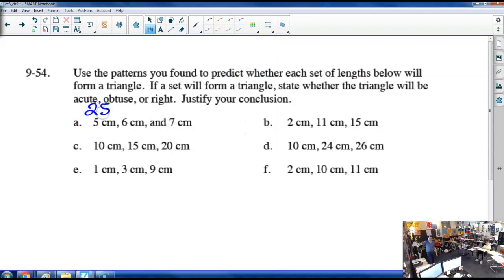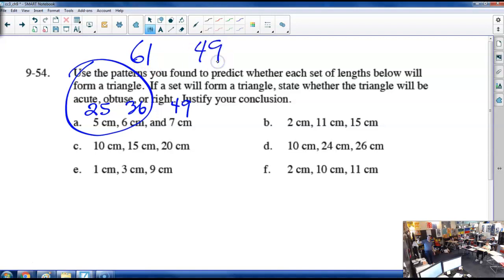25, 36, 49. So when we sum the shorter legs, 61, how's that compare to 49? Greater than. What type of triangle was that? Acute, according to our data sheet.